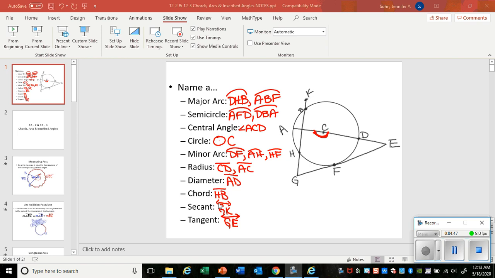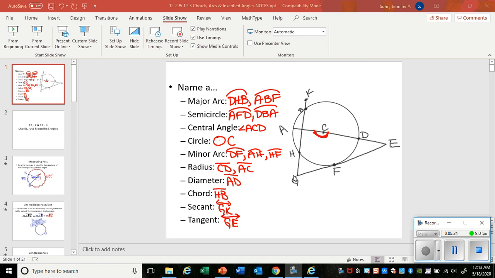So radius and diameter, they're not chords. A chord is just not a radius, not a diameter. It's just a line segment that has endpoints that lie on the circle. The points have to be on the circle. Now, secant: if you look at secant from the chord, if it goes forever, so it goes out of the circle and goes out, we call that secant. So G and K here, we call that secant.